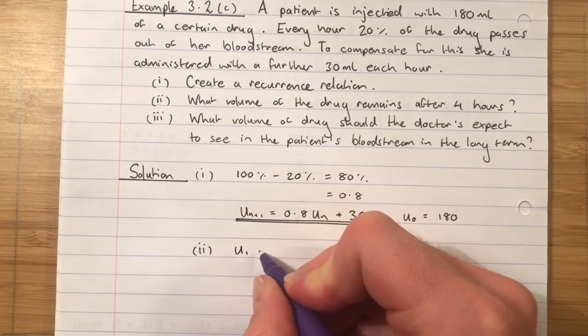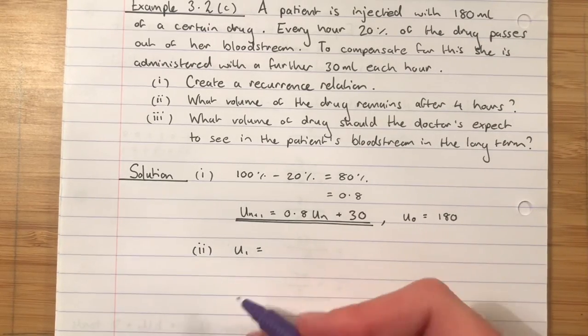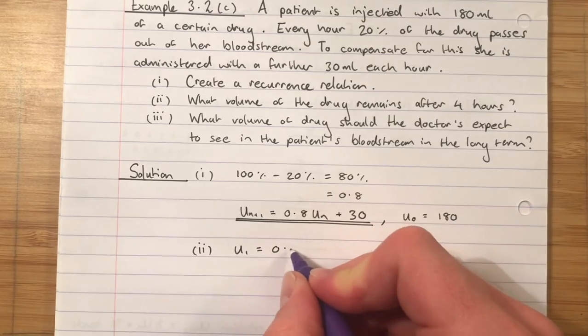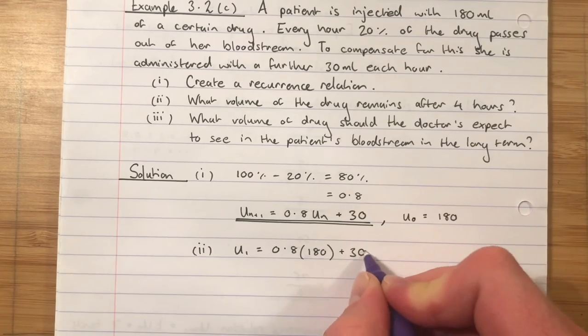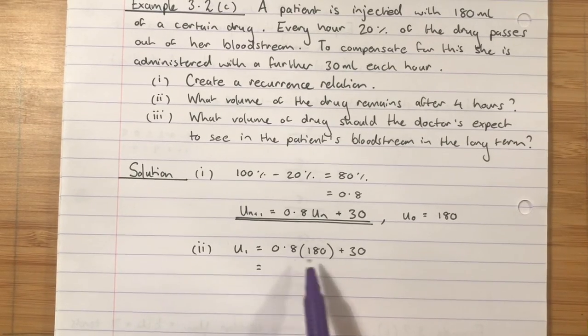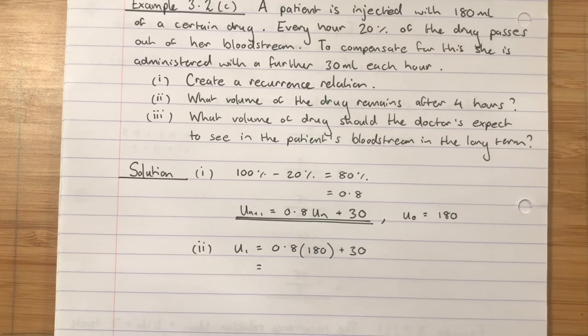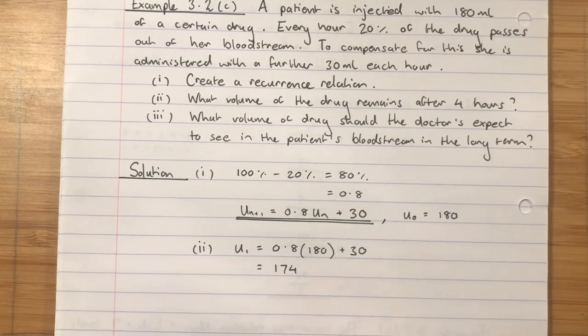Let's work out after 1 hour. So I'm just going to process the recurrence relation to get u1, and then I'll get u2, u3, u4. So to get u1, it'll be 0.8 times 180, add 30. Well, 0.8 times 180 is going to be the same as 8 times 18 is 144, so 0.8 times 180 is 144, add 30, so it's 174. So after 1 hour, there's going to be 174 mils.